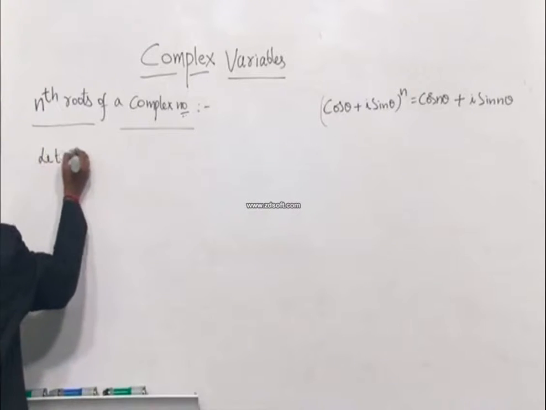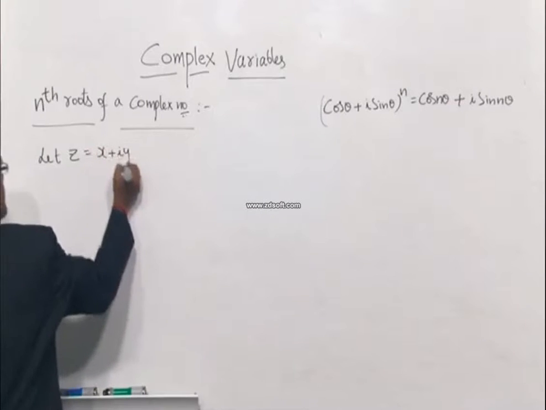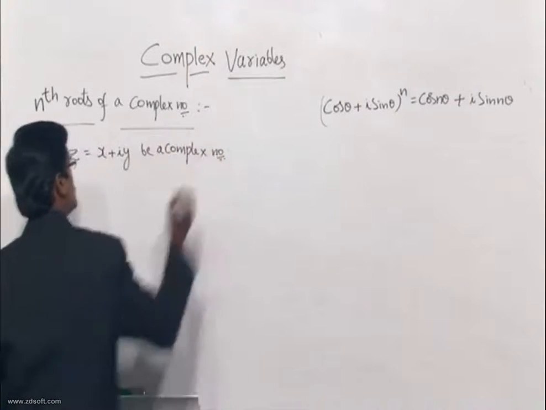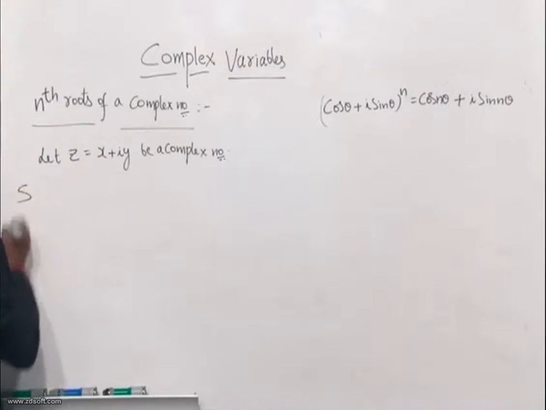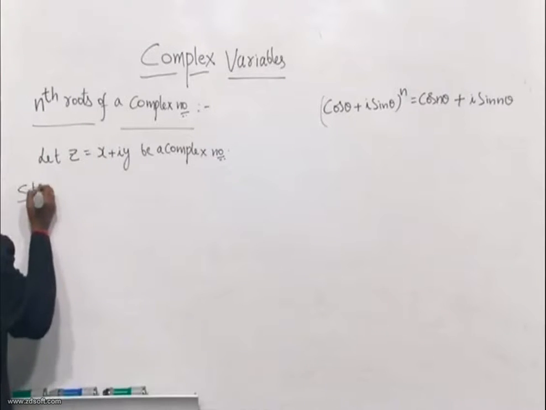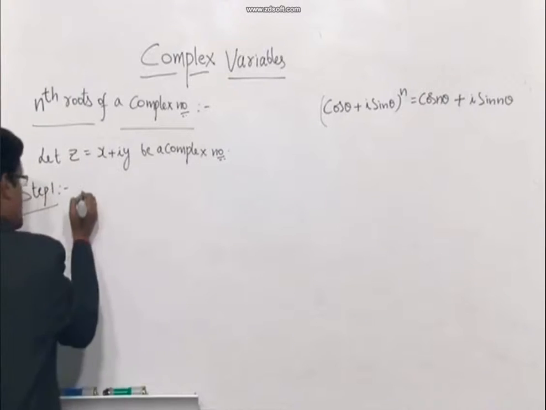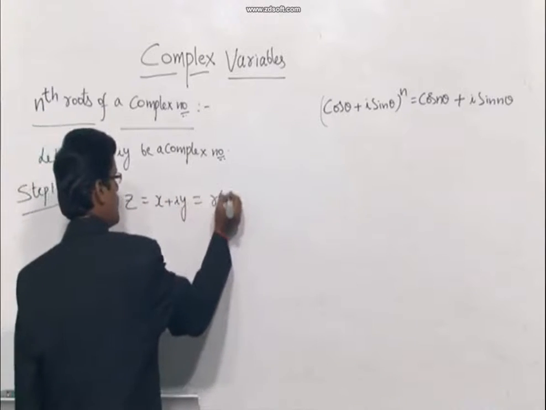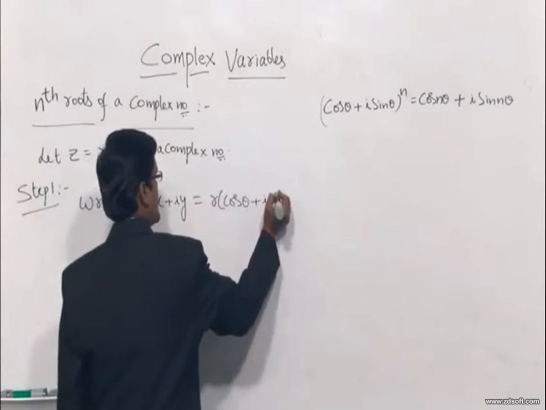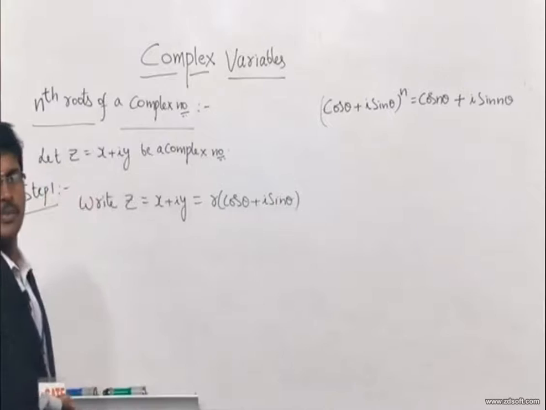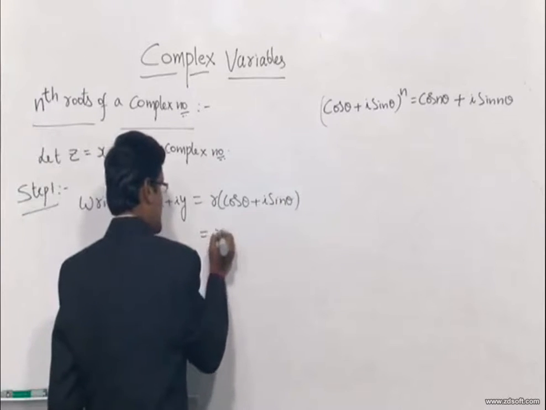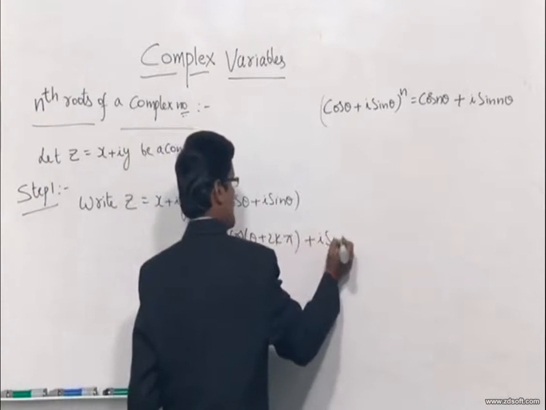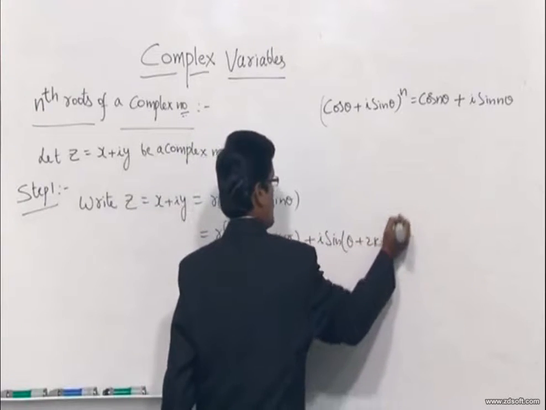Let z is equal to x plus iy be a complex number. So this is the hypothesis. You need to find in two steps. Step 1, write z is equal to x plus iy is equal to polar form, that is r into cos theta plus i sin theta. This is step 1. And this can be written as r into cos theta plus 2k pi plus i sin theta plus 2k pi, where k is an integer.